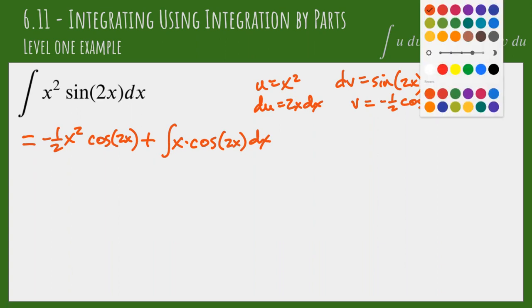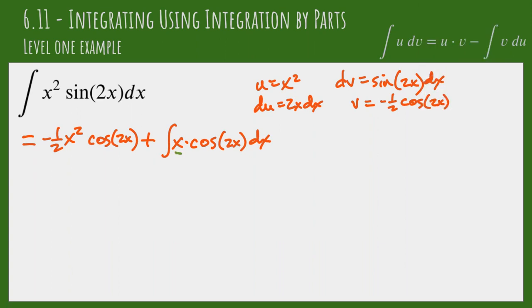Now, we still have a product, so we are going to have to do integration by parts again. And this repeated use of integration by parts should hopefully have you thinking that tabular integration might be a good option, which is the second way that I'm going to do this problem.